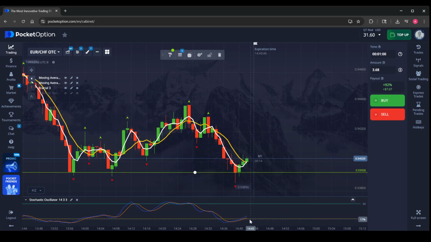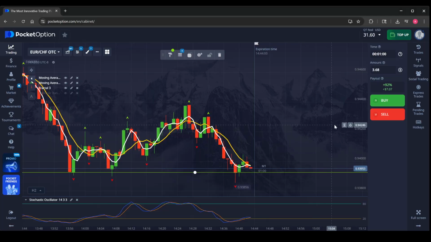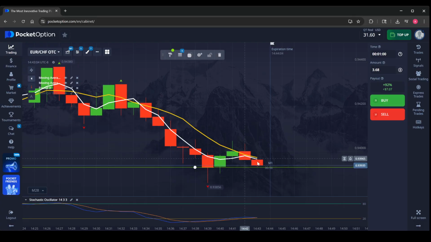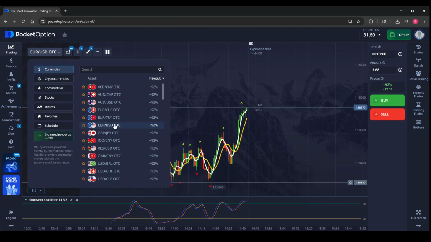Notice the stochastic oscillator is also showing oversold, and it's crossing over, so that's a good sign. Let's go ahead and enter this one. Again, remember, we're going to enter on the next candle, not this one. Oh, never mind. It reversed. Notice these guys did not cross over, so I'm not going to enter this trade. Let's look for a different one.